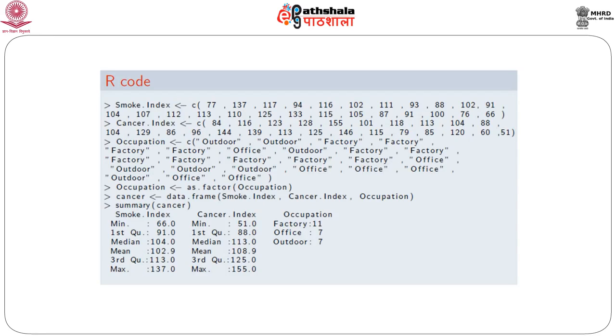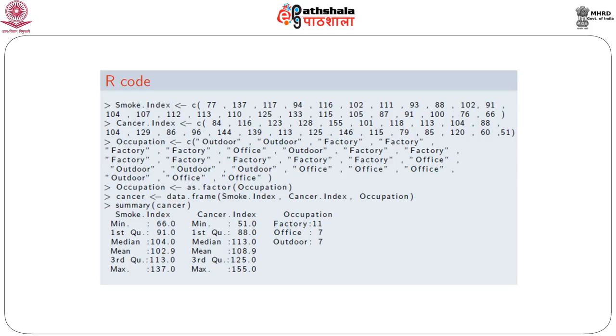In case we want to use regression with dummy variables in R, then we will have to first define the categorical variable as a factor, and that is what we have done here. We actually redefine the variable occupation and define it as a factor. Thus, the three factors that we have here are outdoor, office and factory.